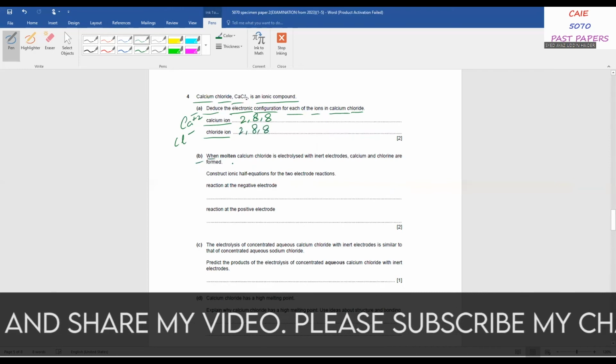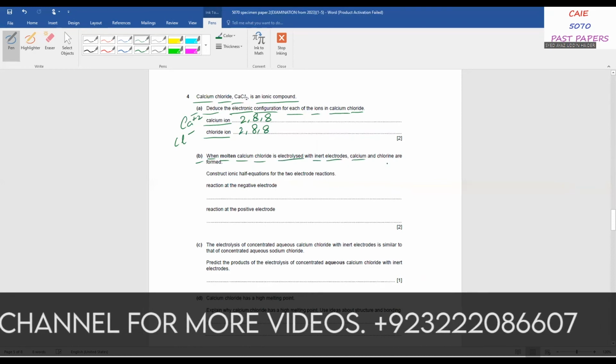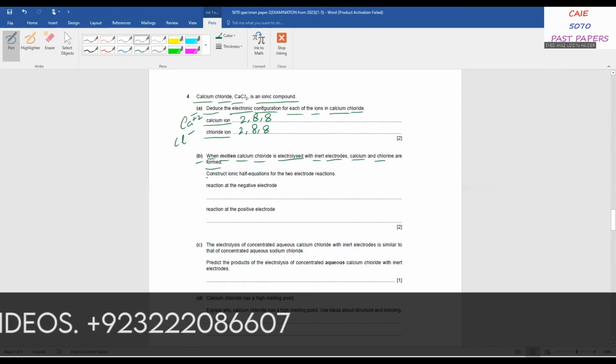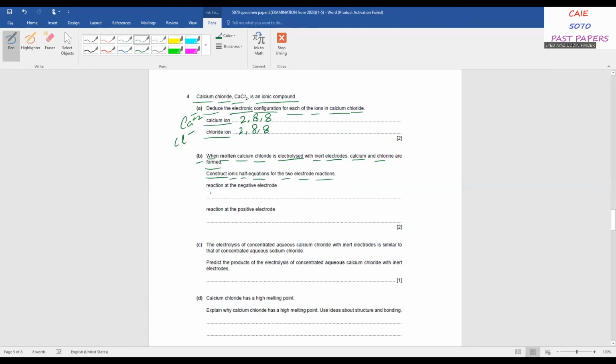B. When molten calcium chloride is electrolyzed with inert electrodes, calcium and chlorine are formed. Construct ionic half equations for the two electrode reactions. Reaction at the negative electrode. At the negative electrode, what is moving? Positive ions are moving. There is a reduction taking place.